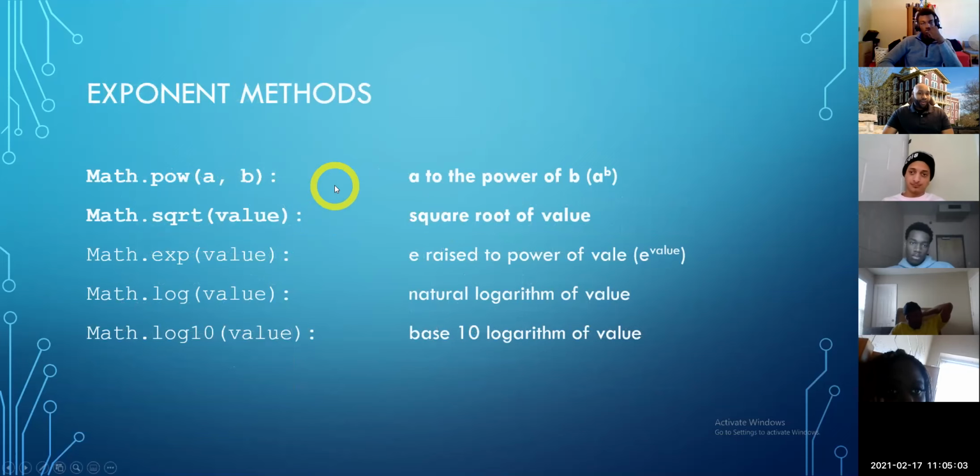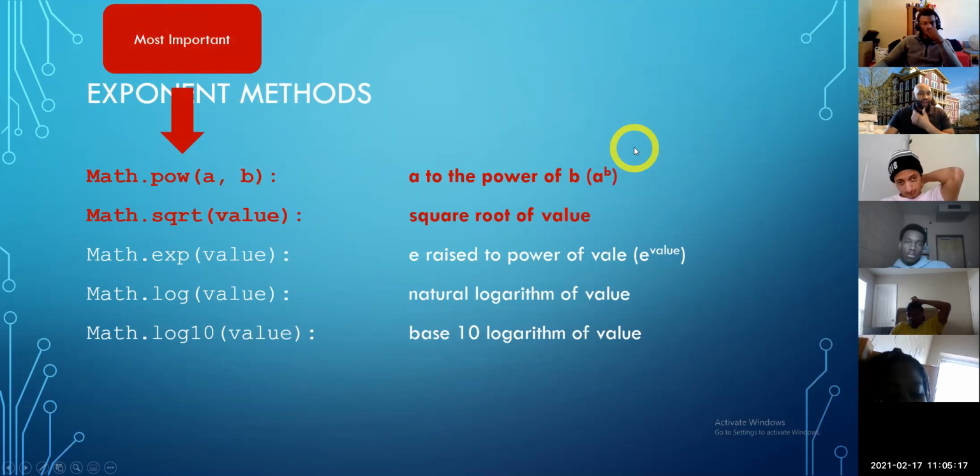Exponential methods, you have Math.pow. Of course, that's the one I was talking about earlier. Math.sqrt, you can do the square root of something. And you have several other ones. Again, the most important ones are Math.pow and Math.sqrt. Those are the other ones we probably will not use. Actually, I know for a fact we will not use them in this class. But they are available to you as programmers.